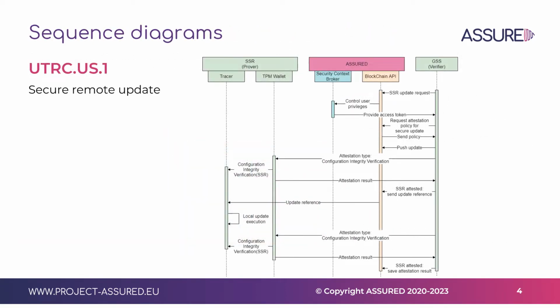Here, you can find the sequence diagram of the full user story. The GSS will act as the verifier, while the SSR will be the approver. When the engineer would like to perform the update, he will have to be authenticated by the framework first, then ask for the policy related to the remote update and execute it. In this case, the policy involves three main steps: checking the current status of the SSR before launching the update, downloading and executing the update on the SSR, and rechecking that the SSR is still functioning as it should after the update. The attestation mechanism used to check the status of the SSR is the configuration integrity verification.